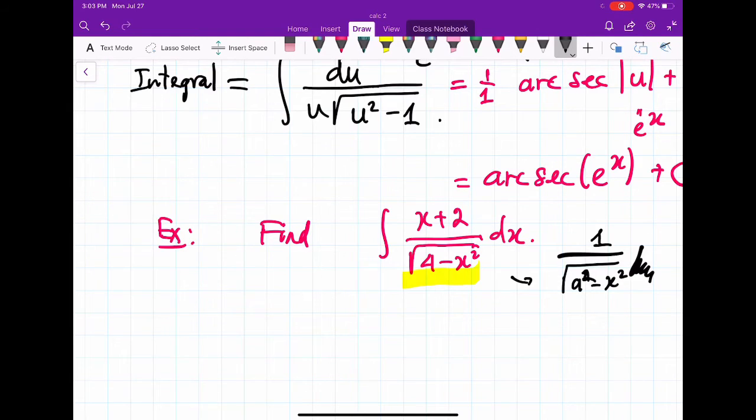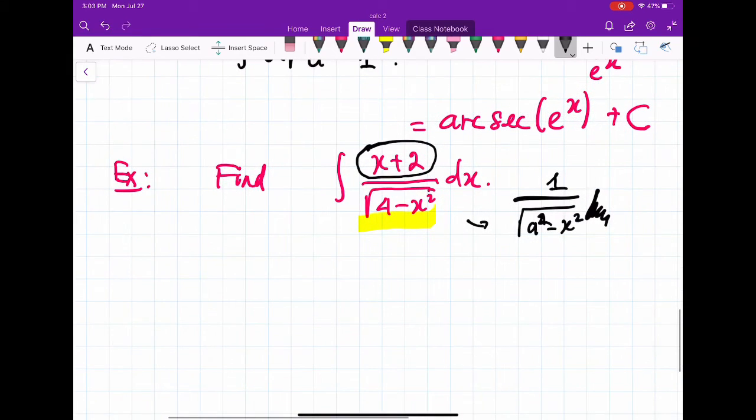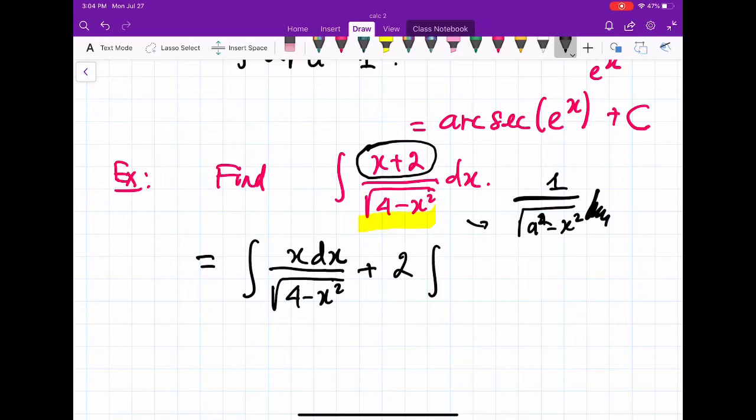Because you check the top, you have x plus 2, you see? So that means we need to do a little bit more, not just apply the formula directly, right? Because we don't have that. Okay, so we have x and 2 on the top. You might think about we need to break this function into two functions. All right, so if we break this into two functions, I have x over the square root of 4 minus x squared dx plus 2 dx over square root of 4 minus x squared.